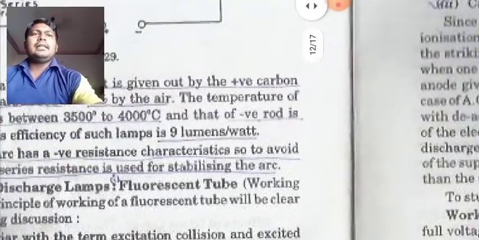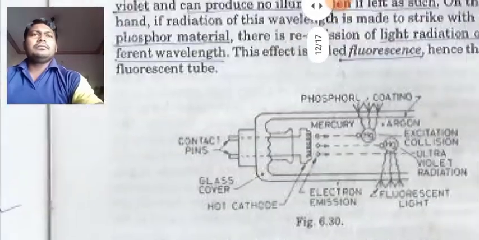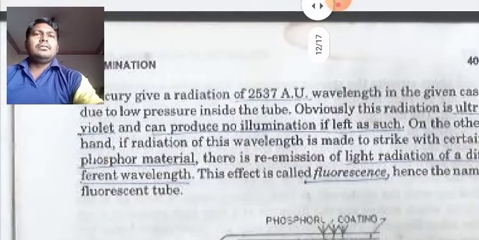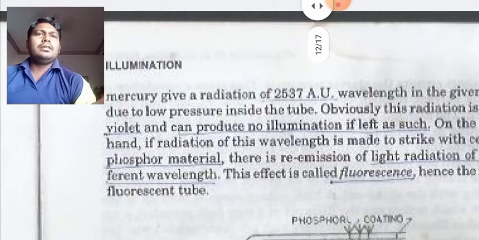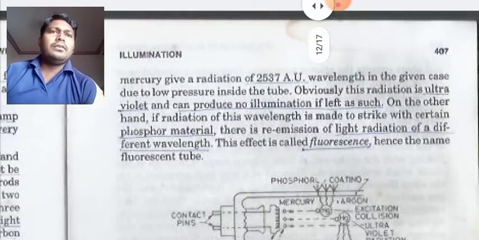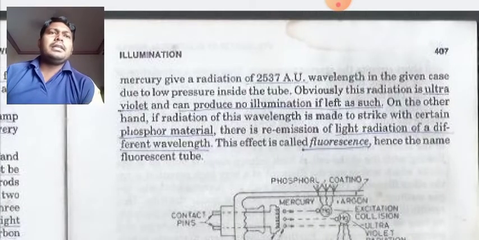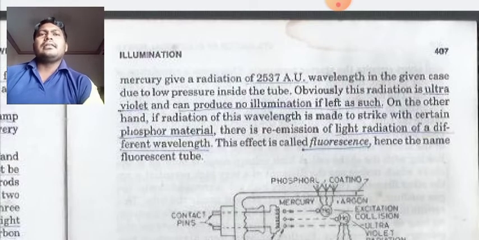The excited atom of mercury gives radiation of 2537 Å, that is Angstrom unit, wavelength in the given case due to low pressure inside the tube. Obviously this radiation is ultraviolet and can produce no illumination if left as such.